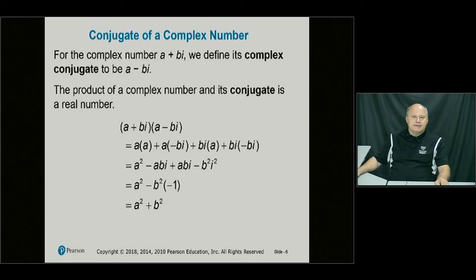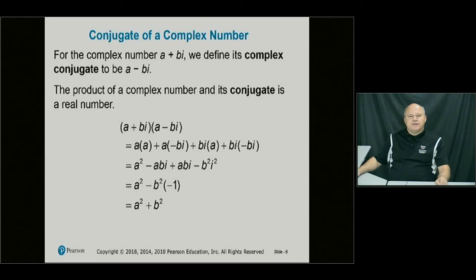So we've proven that. But not only that, you've also proven something else. It's something else that's kind of nice. If you multiply two complex numbers that are conjugates, the result is always the sum of the squares of the real parts. So in this case, a squared plus b squared.